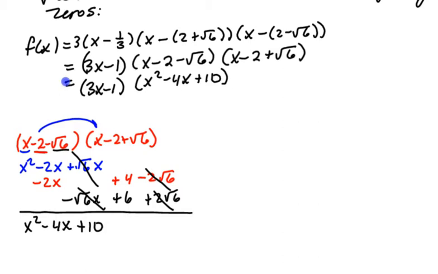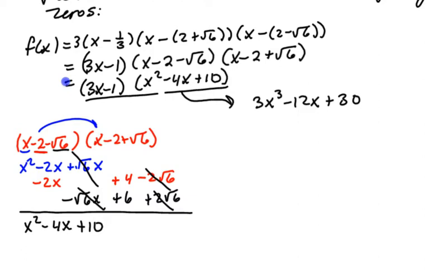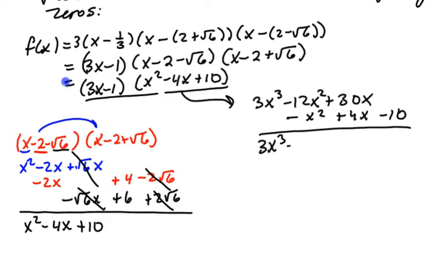Then if I multiply this all out, which I will move over here, I would have 3x times everything would be 3x cubed minus 12x plus 30. Negative 1 times everything would be negative x squared plus 4x minus 10. So this gives me 3x cubed minus 13x squared plus 34x minus 10. And somehow something went wrong because that isn't right. Oh, I see what I did wrong.